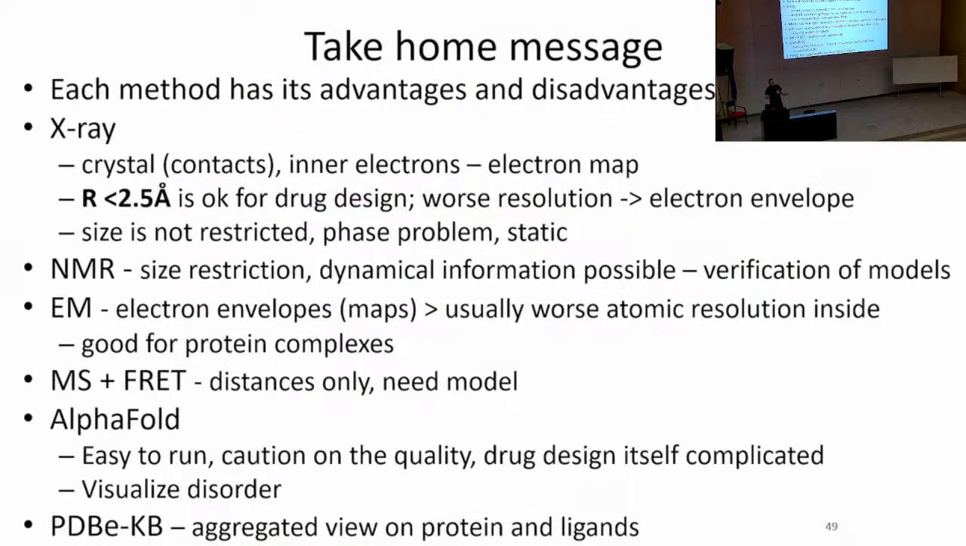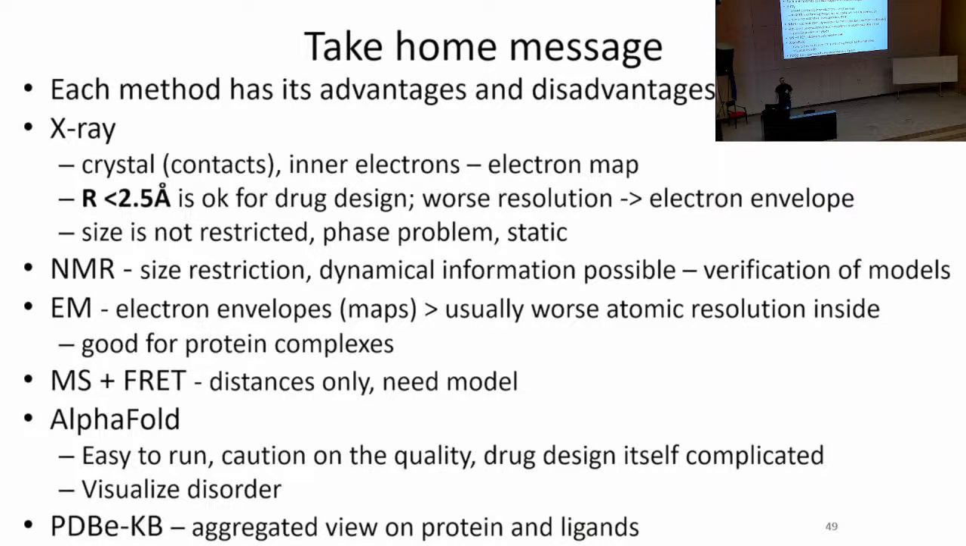So, a take-home message. Each method has its advantages and disadvantages, and you have to check for those. So in X-ray or EM, you have to check the electron densities, whether the model is true at that specific point of the structure, because typically the resolution which is stated is the overall resolution. It's not the resolution at the specific spot where you are looking into the structure. That part you have to check for yourself.